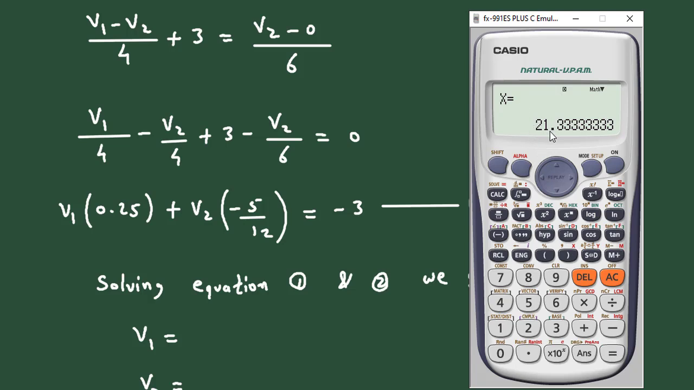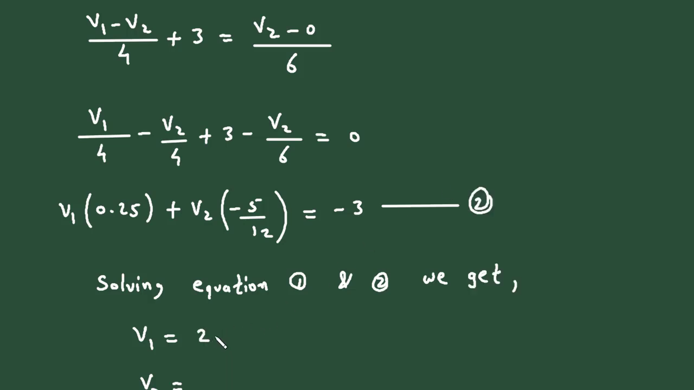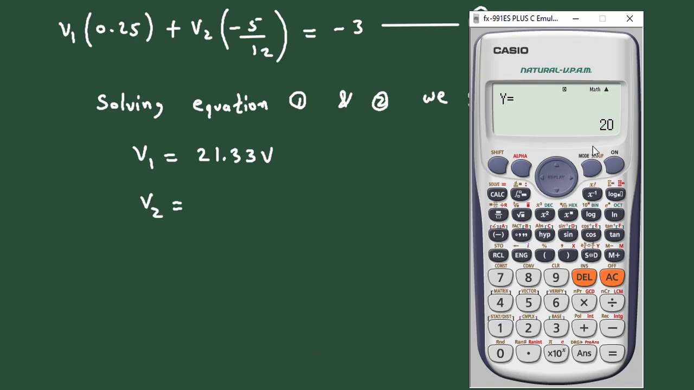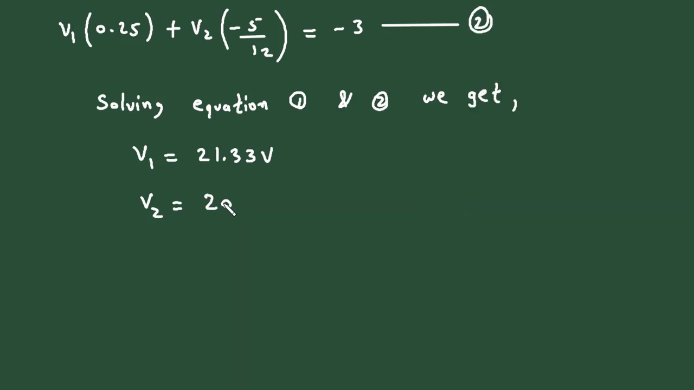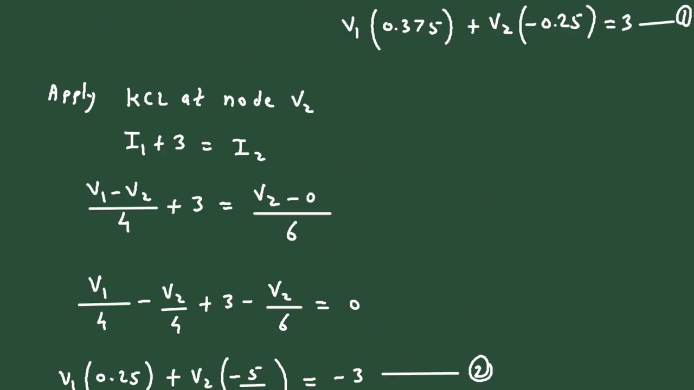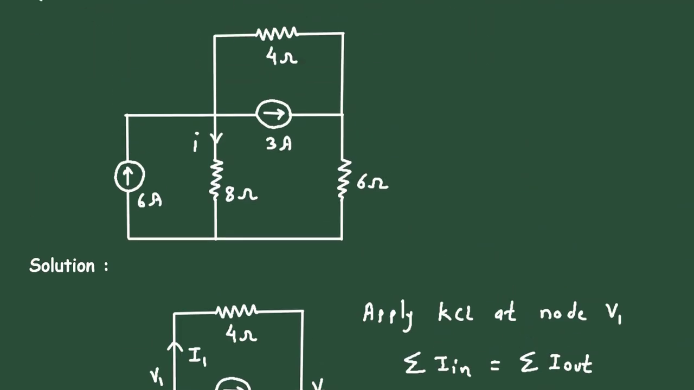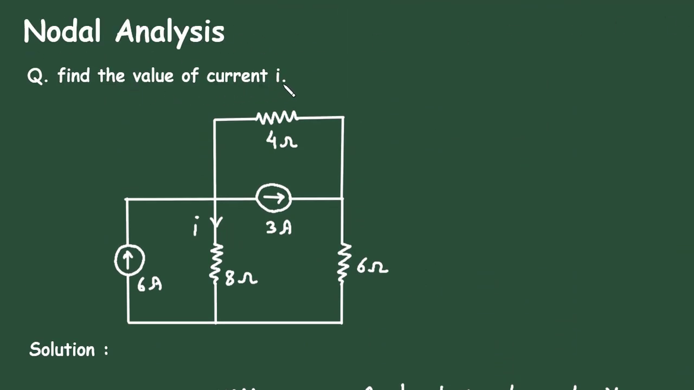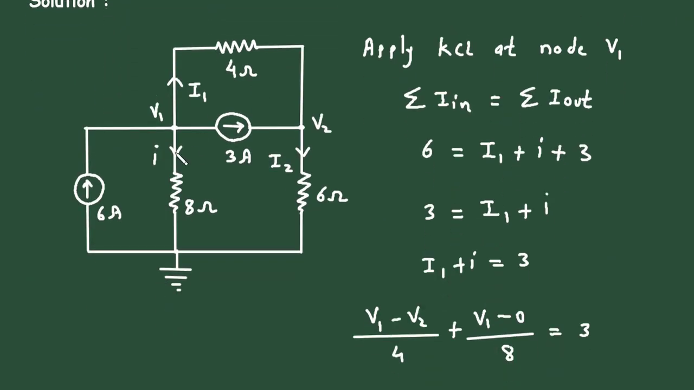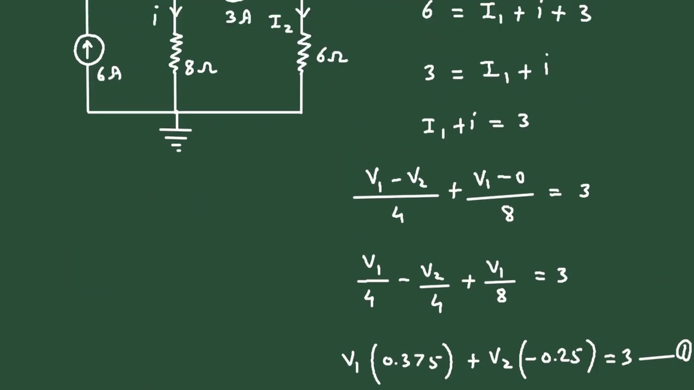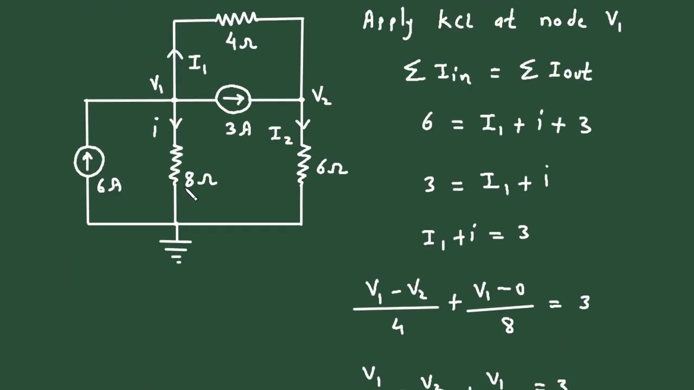So this is the value of V1. It is 21.33 volt. And then the value of V2 is 20. Its unit will be volt again. Now we got the value of V1 and V2. What we have to find in this question? We have to find the value of current I. So I is equal to (V1 minus 0) divided by 8.